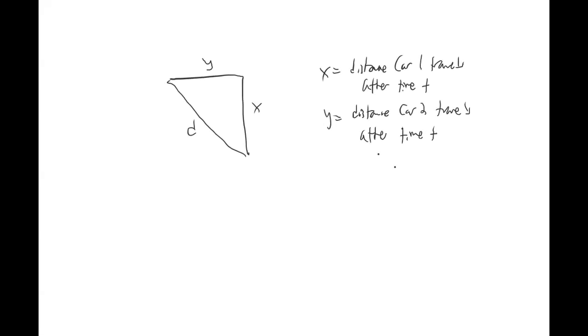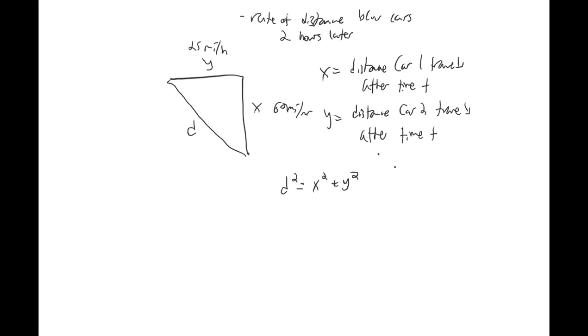So again, this thing is 60 miles per hour, 25 miles per hour, and it's asking for a rate of distance between cars 2 hours later. So yeah, it's Pythagorean theorem, right? It's d squared is x squared plus y squared. So this is 2d d prime equals 2x x prime plus 2y y prime.